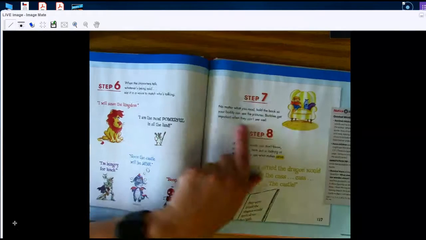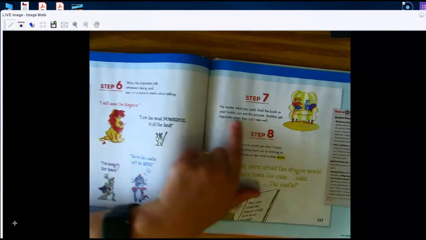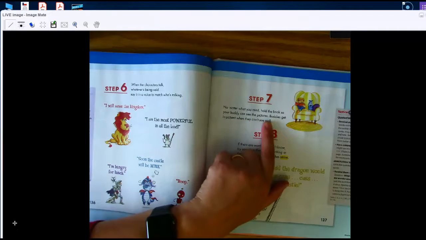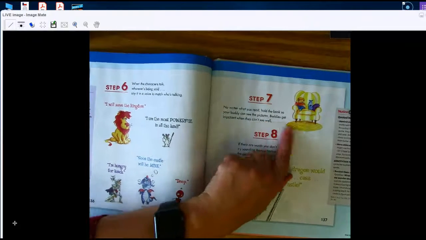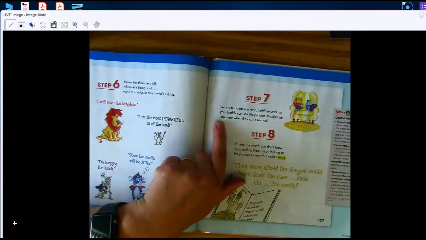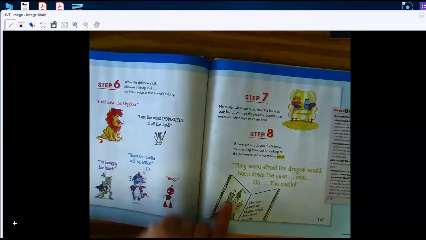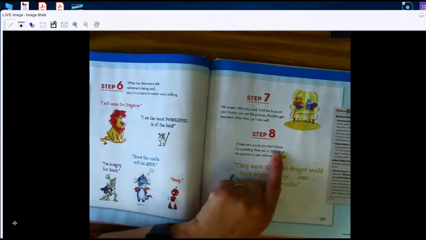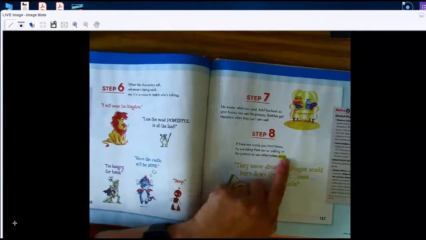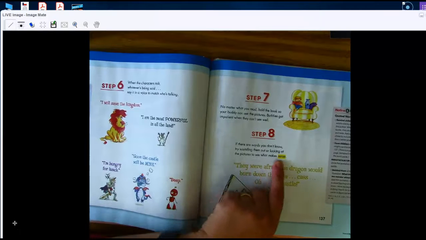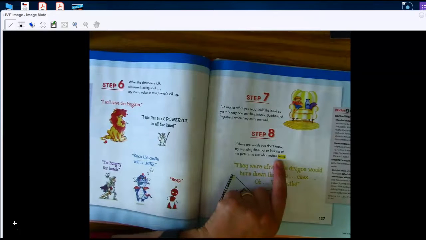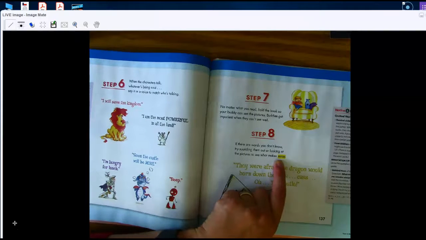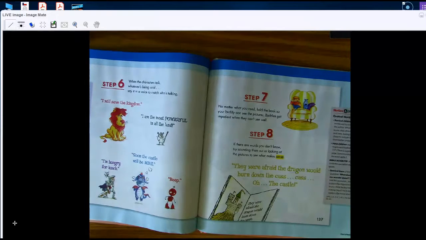Okay, no matter what you read, step 7: hold the book so your buddy can see the pictures. Buddy's getting impatient when they can't see well. Impatient, that means not patient. Okay, step 8. If there are words you don't know, try sounding them out or looking at the picture to see what makes sense. Sense means trying to understand something. So the pictures help us understand the words, right? Yeah, we say all the time, look at your picture clues.